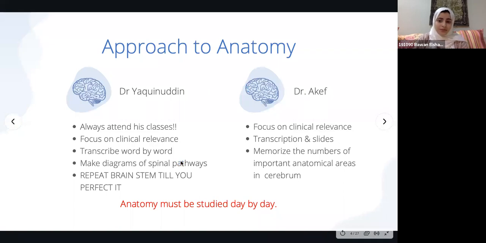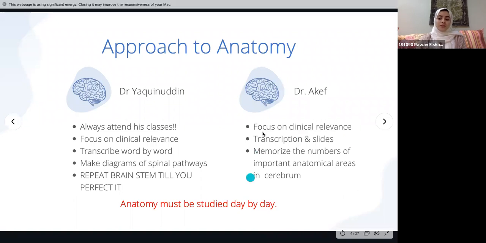And for Dr. Akif, I'm pretty sure you've taken with Dr. Akif before, so you know how he teaches and all his questions are from his transcription. You just need to focus on what he says in class, and he focuses a lot on the clinical relevance of everything. Another thing, which she will tell you about later, specifically with a picture, is that you need to memorize the number of the important areas.